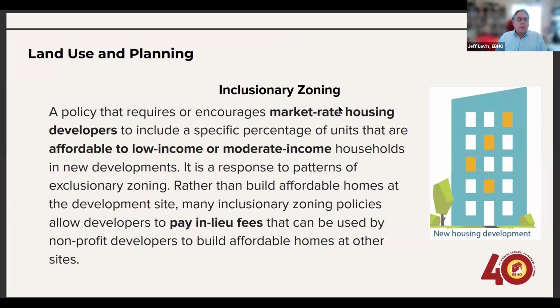Most of those policies also allow developers to pay what are called in lieu fees. So instead of including units in their building, they can pay a fee to the city. That fee goes into the city's housing trust fund and gets used by developers of affordable housing to build affordable housing, including often types of housing that might not have happened through inclusionary zoning.